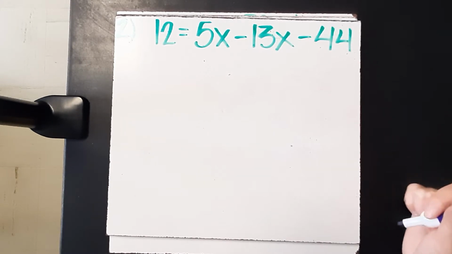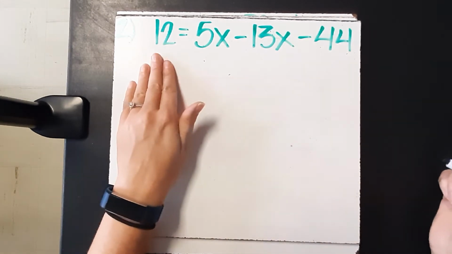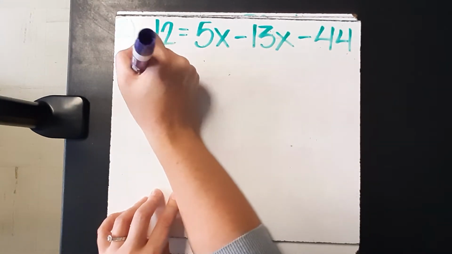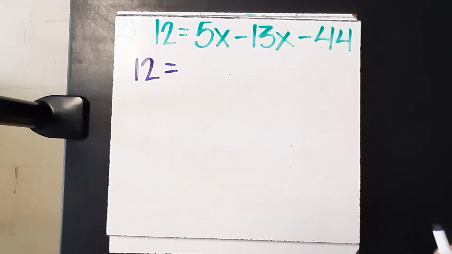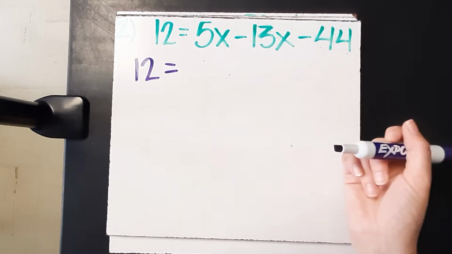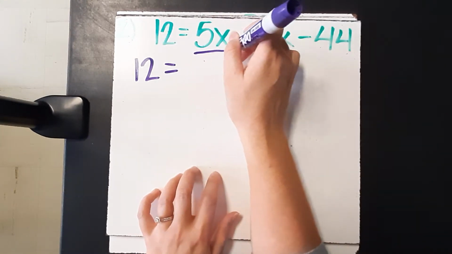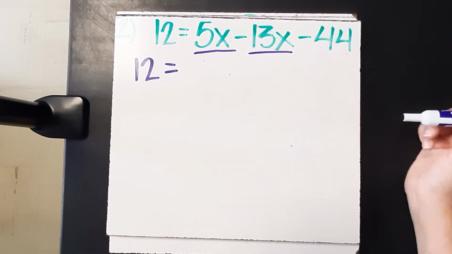And our next step is to combine like terms on each side of the equation. Well, on the left, we just have 12, so there's nothing to combine there. We can go ahead and bring down 12 equals. On the right side, I have 5x minus 13x minus 44. 5x and 13x, those are like terms because they have the same variables and exponents.